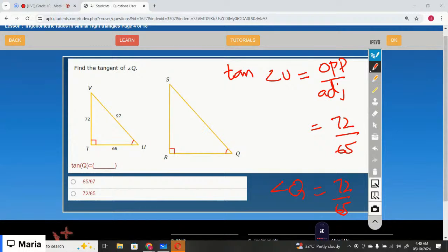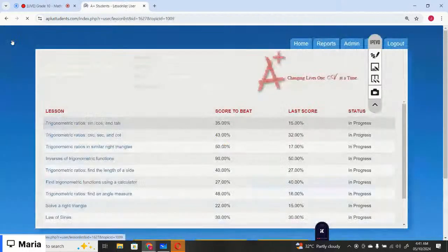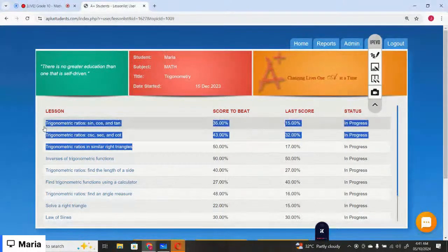Okay, so we were working on grade 10 math. The chapter we were working on is trigonometry. The lessons we have covered today are trigonometric ratios sine, cos, and tan; trigonometric ratios cosecant, secant, and cot; and trigonometric ratios in similar right triangles. Please make sure before the next session you complete all the practice questions for the lessons we just did. That is your homework until the next session.